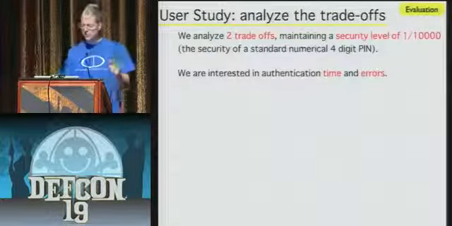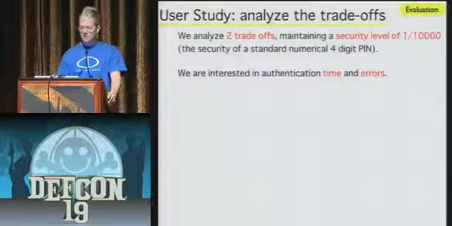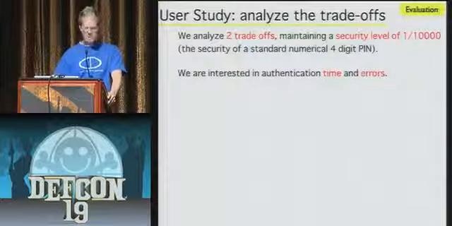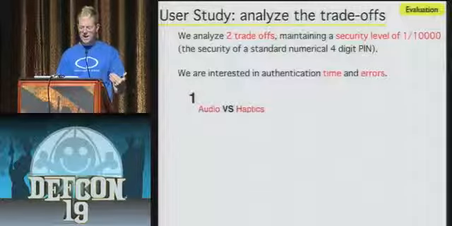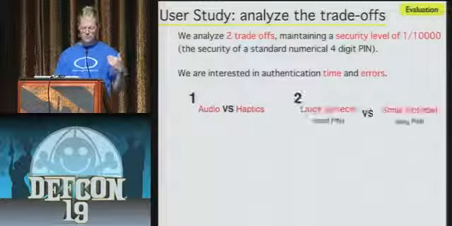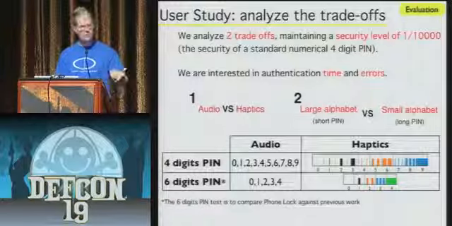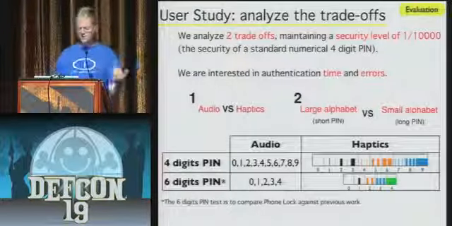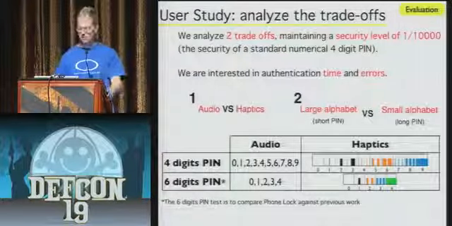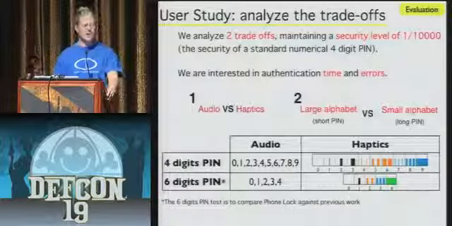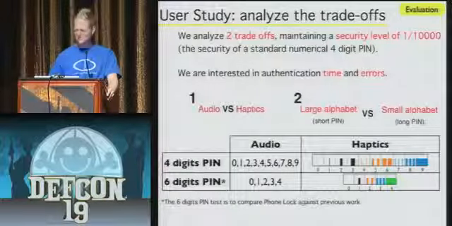In the full study, 2 trade-offs were analyzed. So maintaining the same security level, looking at, first of all, the 2 modalities, and then a 4 digits from 10 alphabet, and then a 6 digits from 5. Both of them have acceptable security, and the 6 digits one allows us to compare to the tactile keypad.